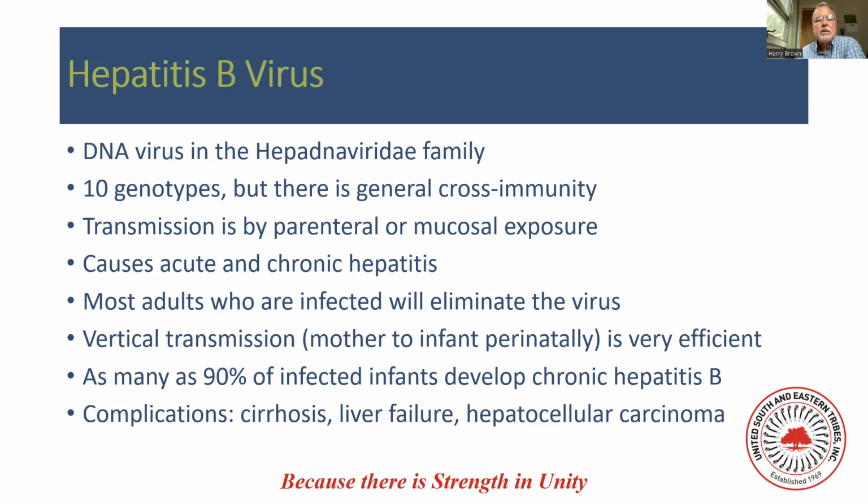Hepatitis B, it's a DNA virus, can cause acute and chronic hepatitis. Most adults, if you get it, you'll eliminate it and it won't become chronic. But if you get it as an infant, about 90% of infants who are infected will develop chronic hepatitis B, which leads to cirrhosis of the liver, failure, and hepatic carcinoma. Next slide.